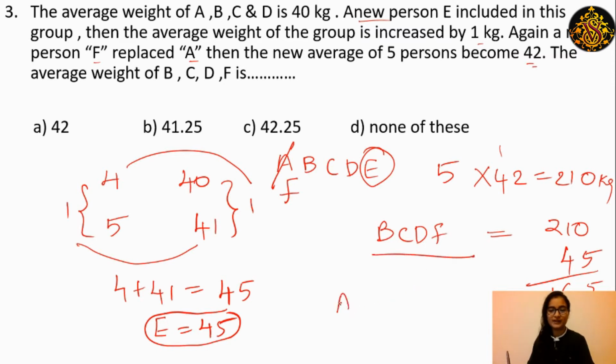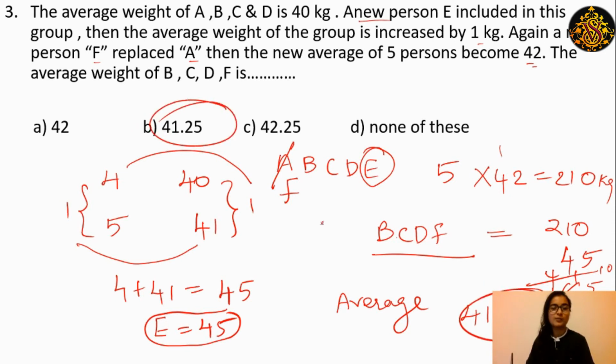Now we have to find the average. Average of how many persons? 4 persons. Okay, so 165 divided by 4. 4 fours are 16, okay, 1 four is 4, remaining 1, 0, 2, 5. So 41.25. So here we have the answer: 41.25.